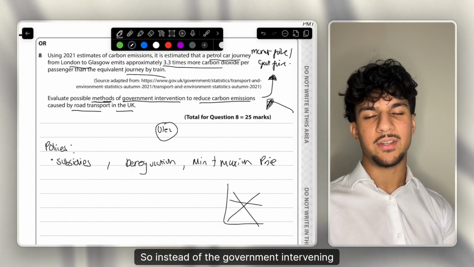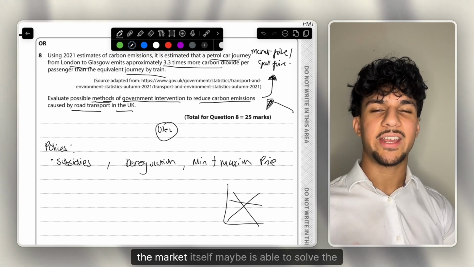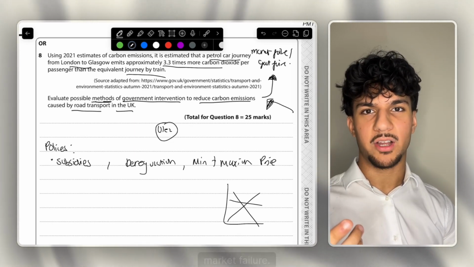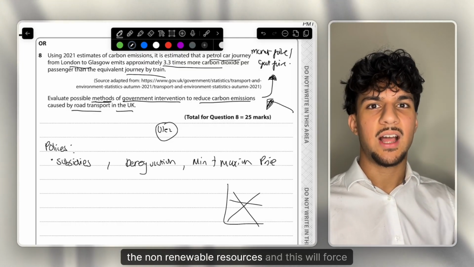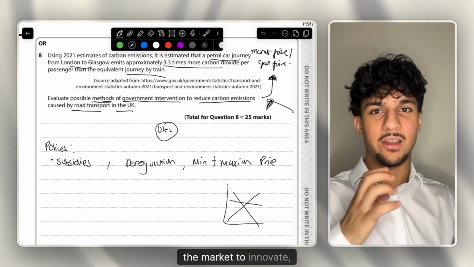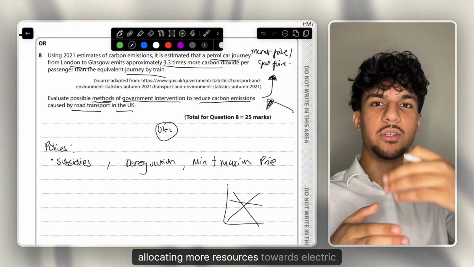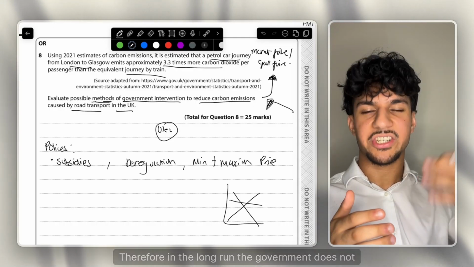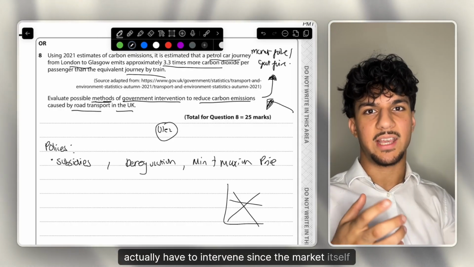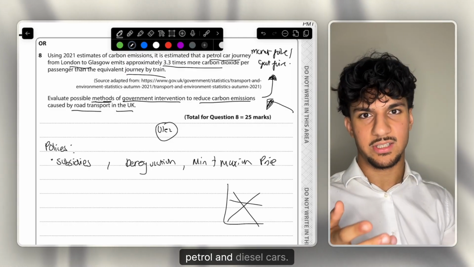So instead of the government intervening, maybe the market itself, and this is a really good evaluation, the market itself maybe is able to solve the market failure. Why? Since petrol and diesel, they're running out, non-renewable resources, and this will force the market to innovate. It will force producers to start allocating more resources towards electric vehicles. Therefore, in the long run, the government does not actually have to intervene, since the market itself will solve the failure of using petrol and diesel cars.